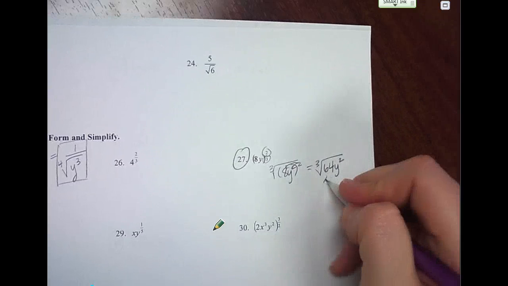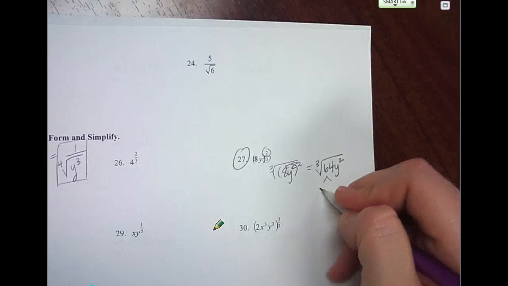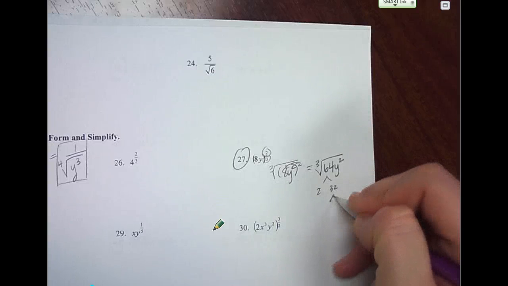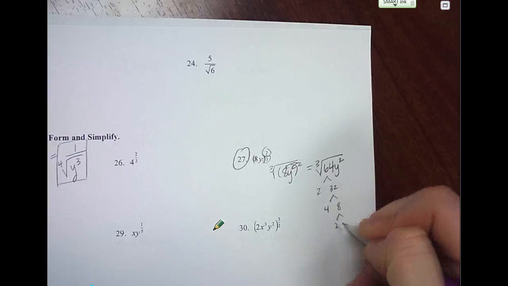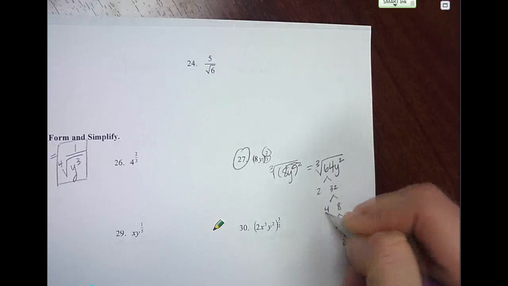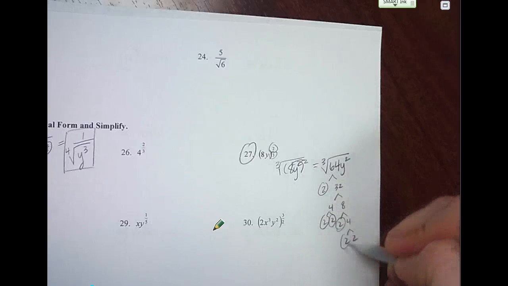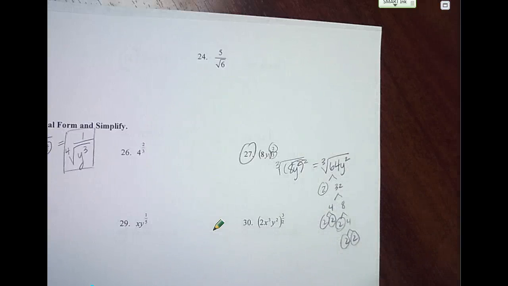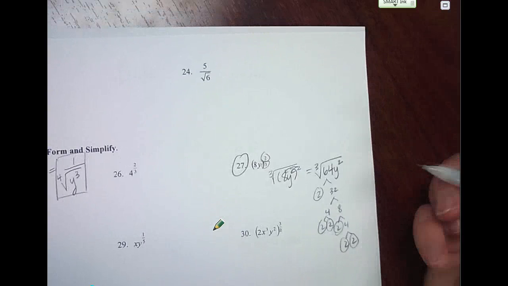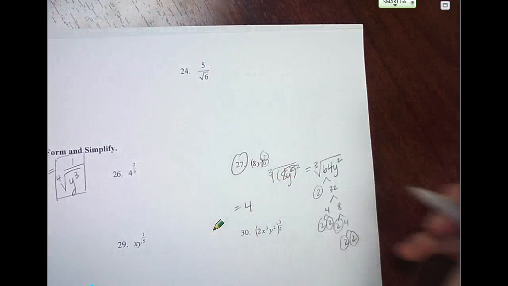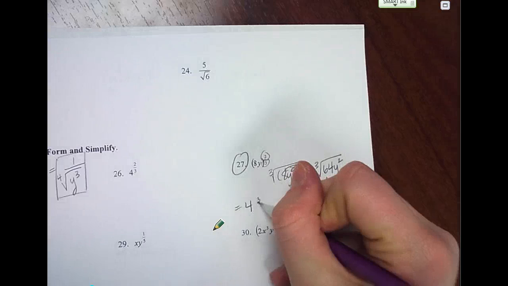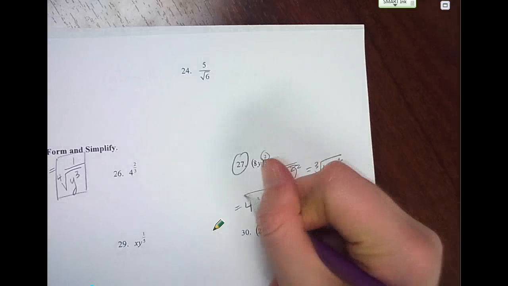And then I want to see if I can simplify this number. So I've got 2 times 32, 4 times 8. So I have a group of 3 2's and another group of 3 2's. So I can pull out a 4, 2 times 2, and then I have that y squared left on the inside.